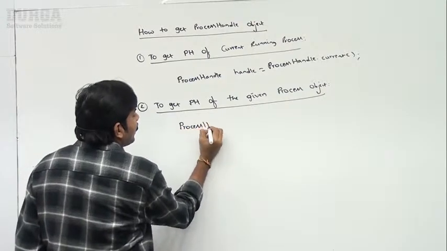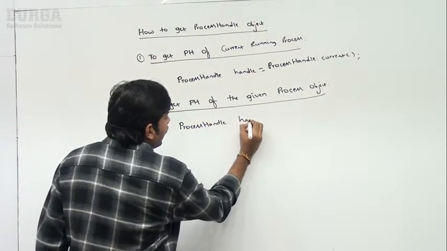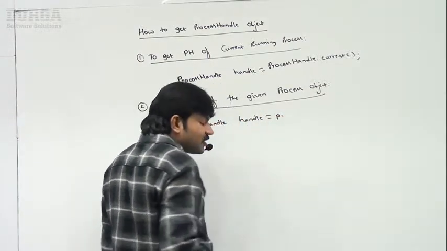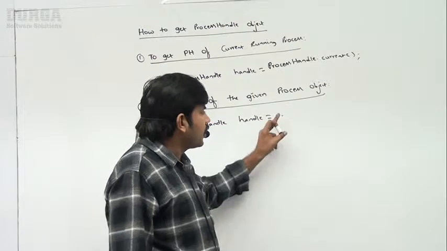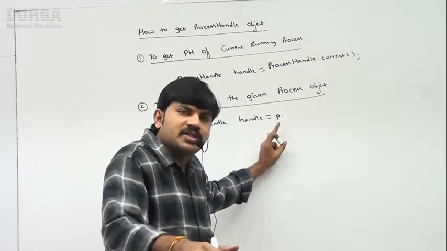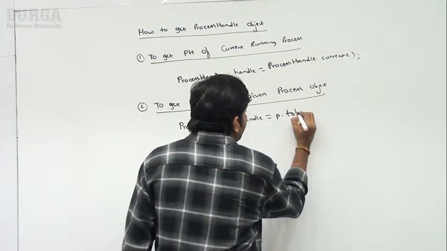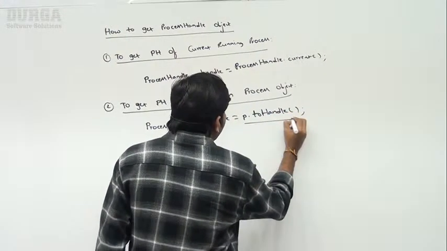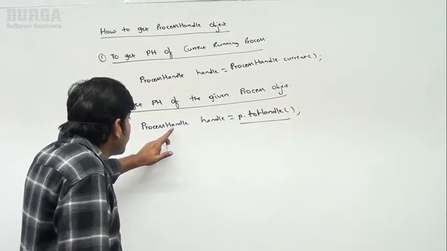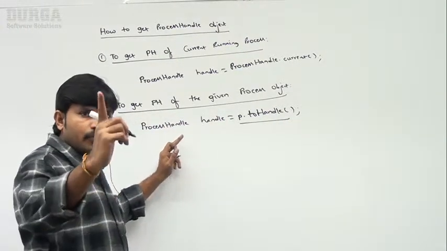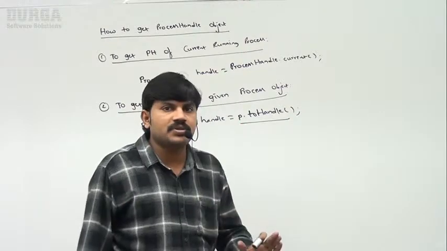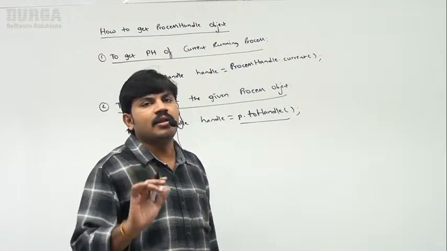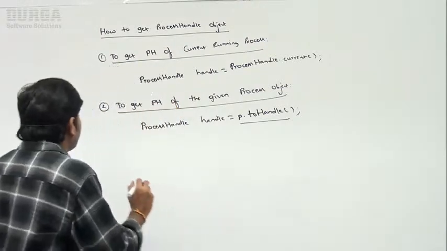ProcessHandle is equal to p.toHandle. What is this p, sir? What is the meaning of p, sir? I hope you know, sir. p is the already given Process object, toHandle. Are you getting that? Now automatically we are going to get the corresponding ProcessHandle object. If you know the Process, to get the corresponding ProcessHandle we require to call p.toHandle. Clear for all of you, sir? This is the second one.